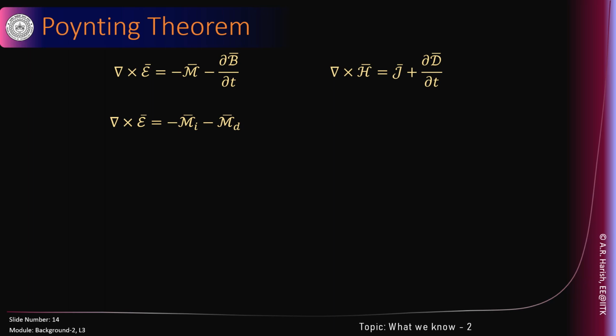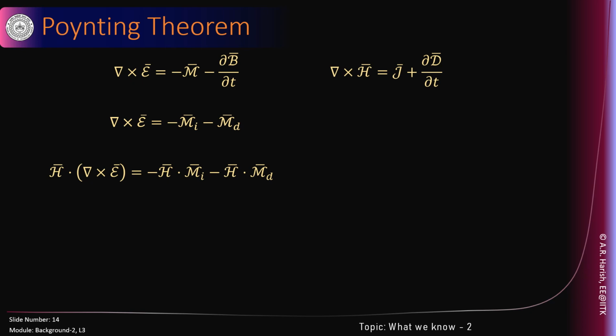This is something like magnetic displacement current, hence the subscript D. This is very useful just to keep our math, the symbols, simple. That's all. Otherwise, the equations keep growing a lot. Now we take the dot product of H on both the sides, and what we have is H dot del cross E is minus H dot Mi minus H dot Md.